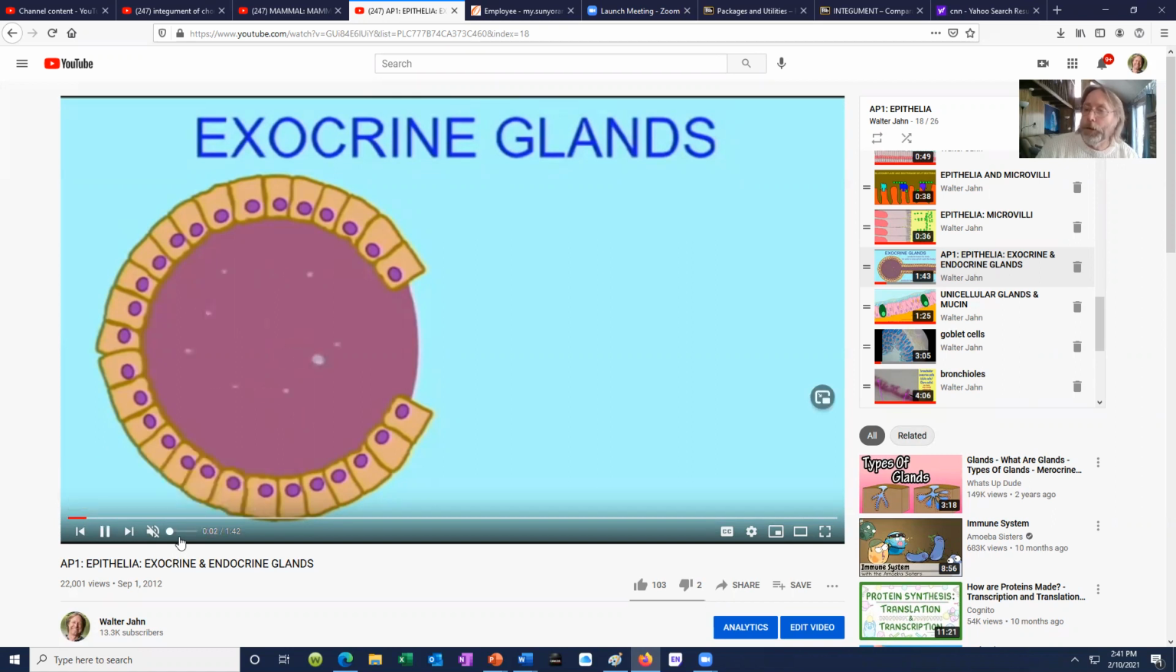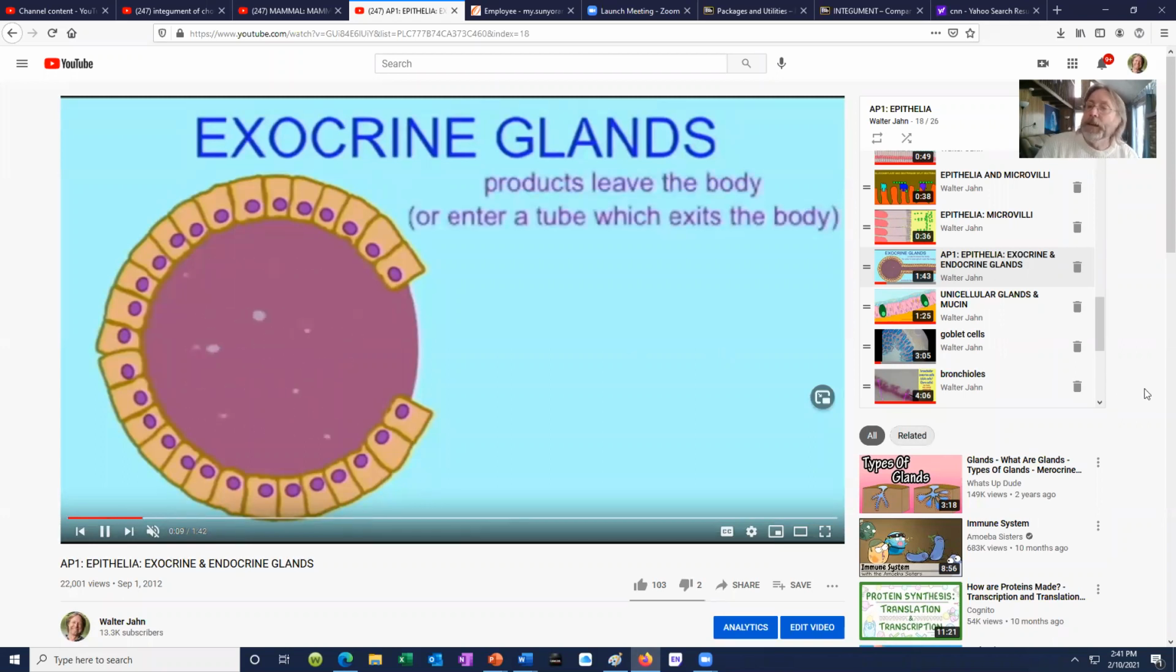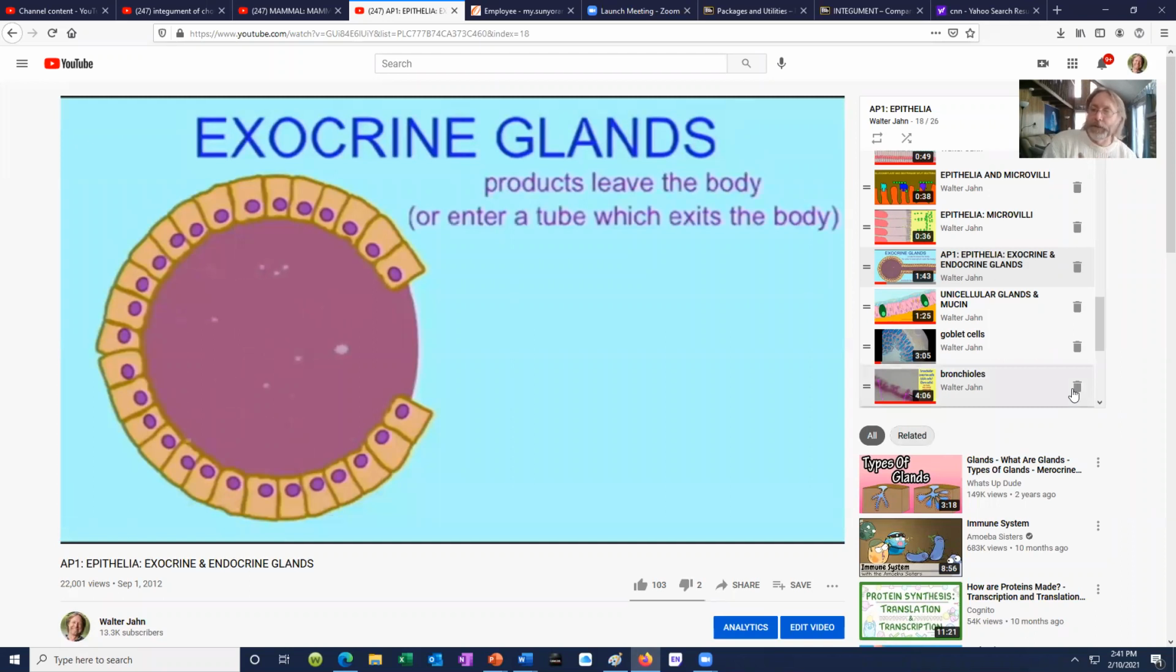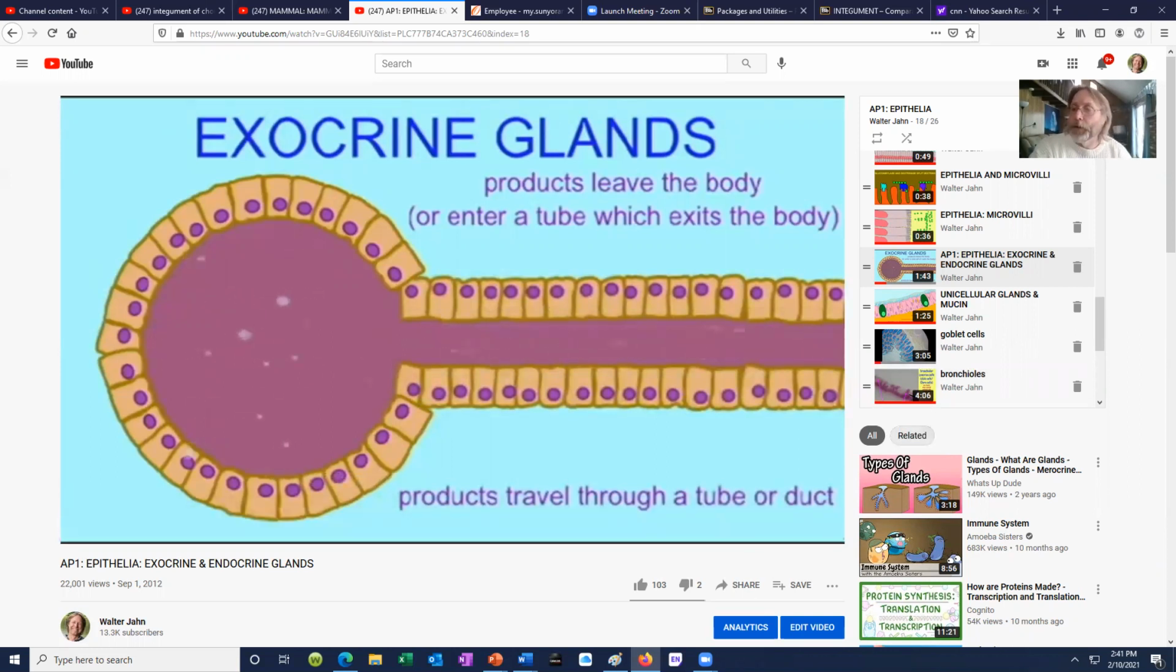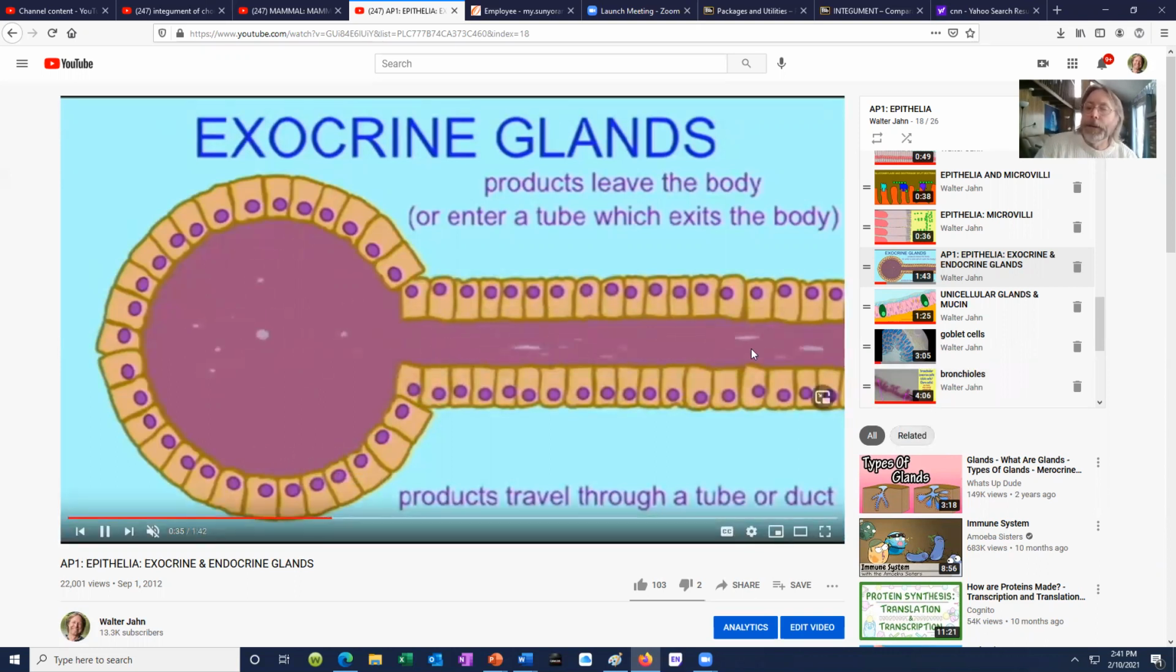So in general, all glands are made of epithelia, and we split glands into two main categories. Exocrine glands, if products leave the body, so things which are coming from cells inside the body and going out onto the skin. Obviously, that's leaving the body, and typically they travel through a tube or a duct. These are known as exocrine glands. So primarily, what I'm talking about in this video are exocrine glands. Their products are leaving the body as they are secreted onto the surface of the skin. And very often they travel through a tube or a duct.